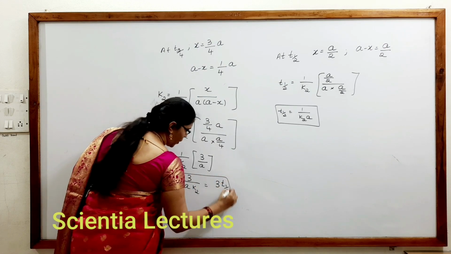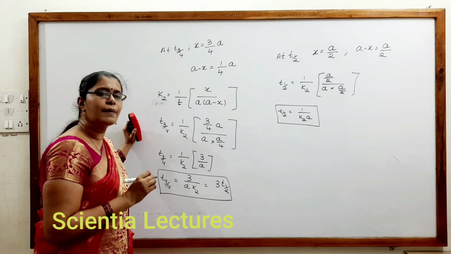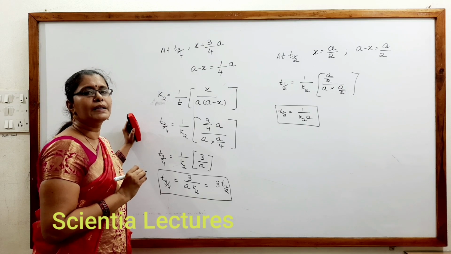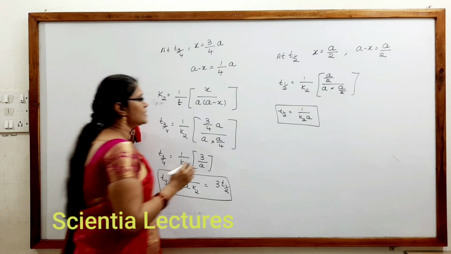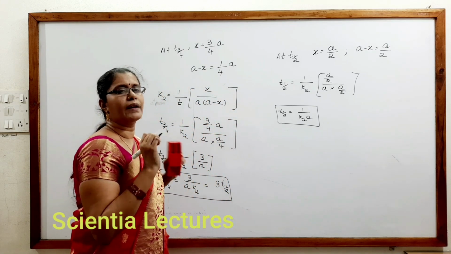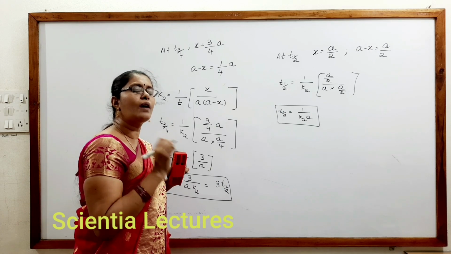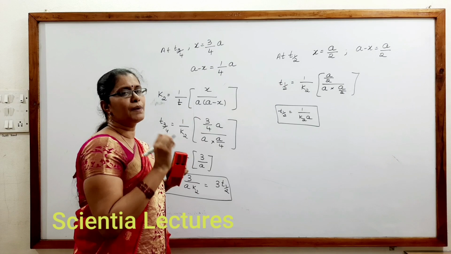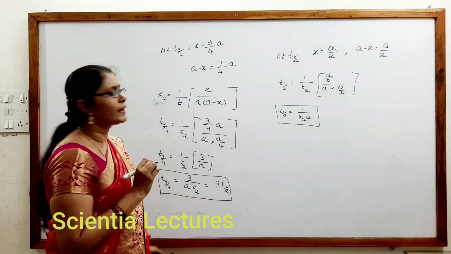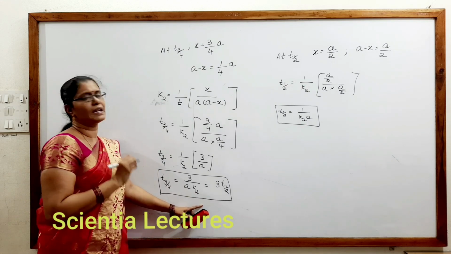So, for a second order reaction, t3 by 4 must be equal to 3 times of t half will be the correct equation. For a first order reaction, what did we actually get? T3 by 4 is equal to 2 times of t half. For a zero order reaction, what did we get? T3 by 4 is equal to 3 by 2 times of t half. But for a second order reaction, t3 by 4 must be equal to 3 times of t half.